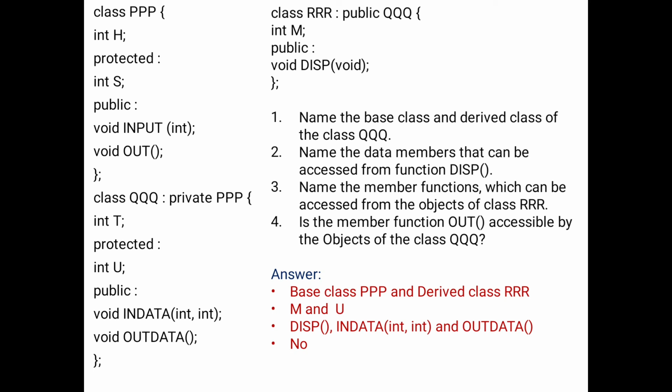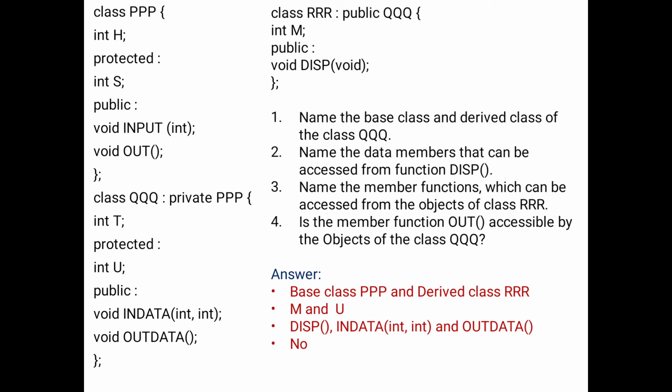So m and u are the data members that can be accessed from the function DISP, but int s cannot be accessed at all. Why? Because the class QQQ has private access to the class PPP. So the protected label will change from protected to private in the class QQQ. That means int s will change from protected to private. So that is inaccessible.